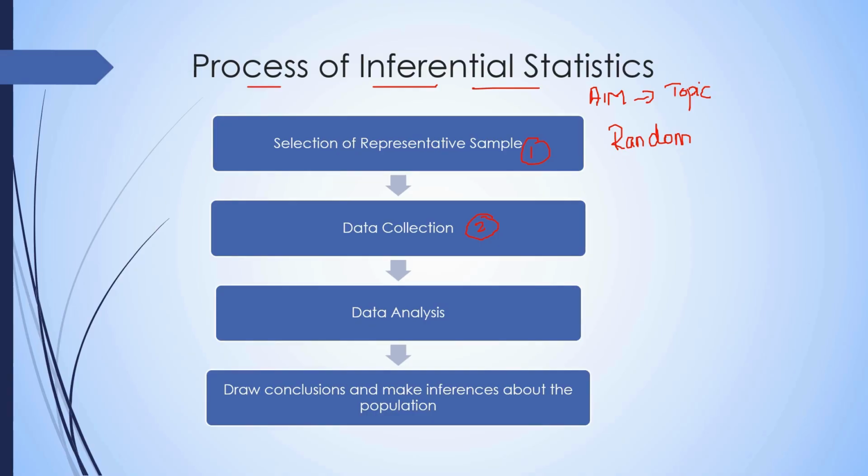Then after collecting the data, you have to analyze the data. For that you can decide what kind of statistical tools you need to use. And then the last step is to draw conclusions and make inferences about the population. So at the end of the data analysis, whatever result you get, you have to draw conclusions about your research problem, and then whatever you get for the sample, you have to generalize that for the whole population.